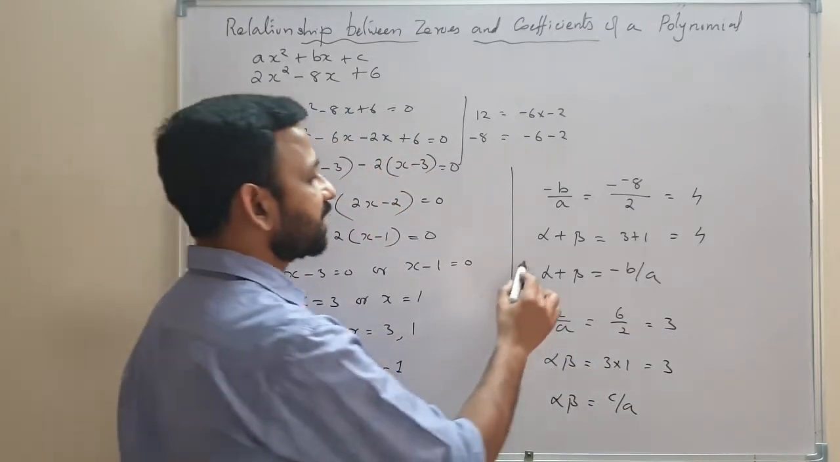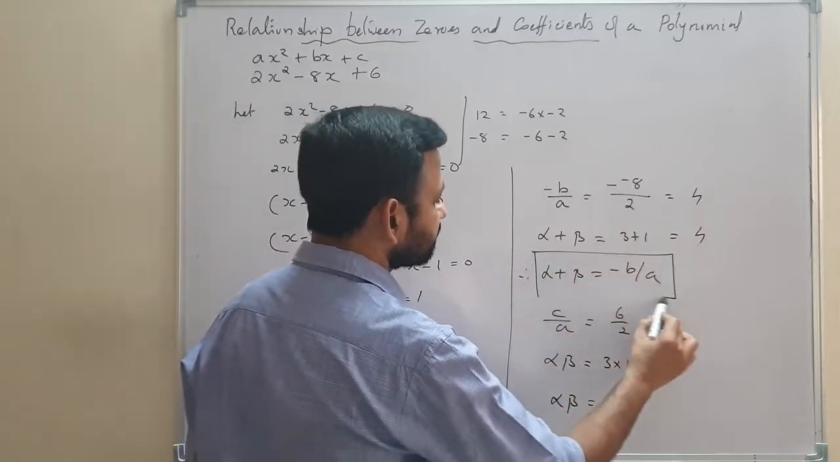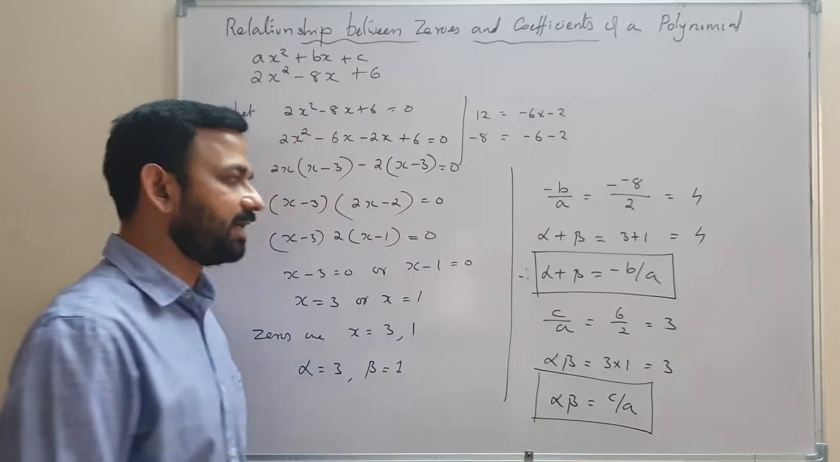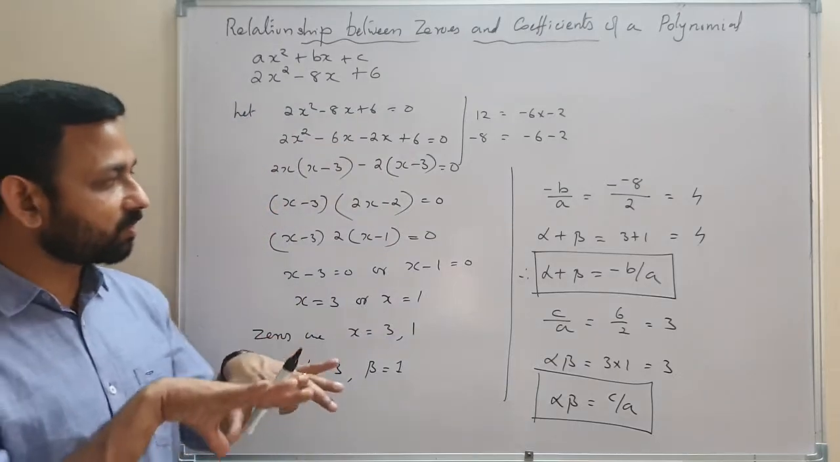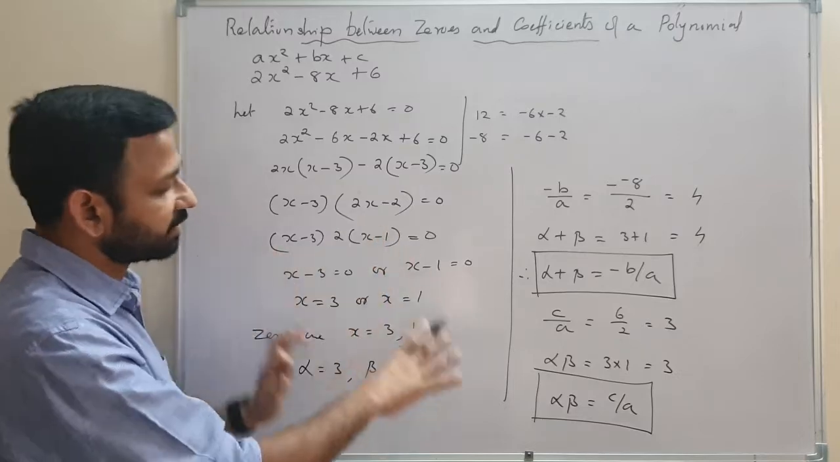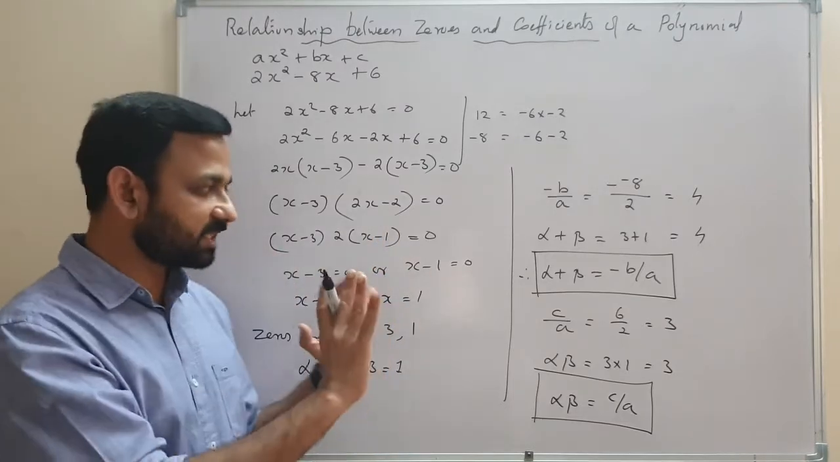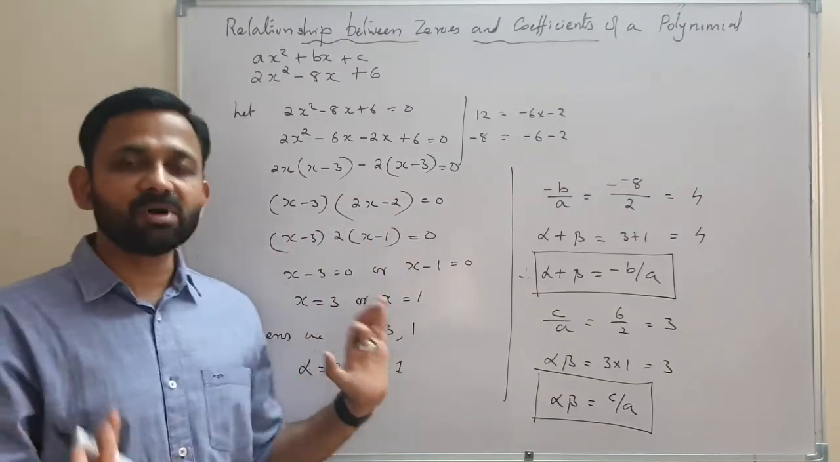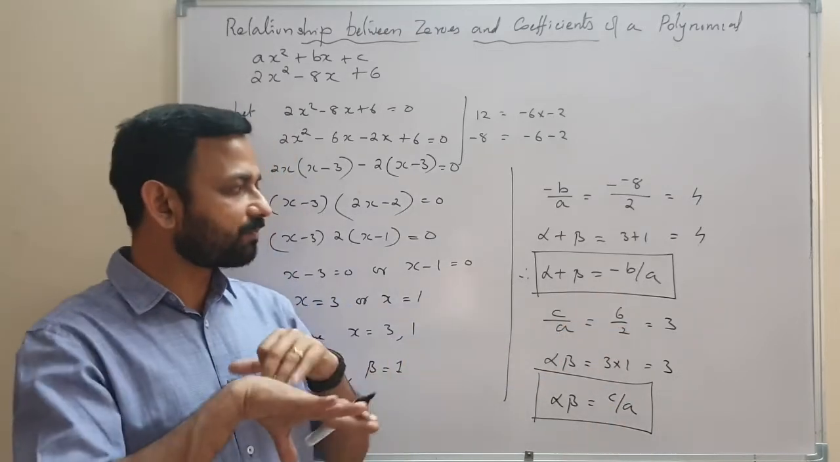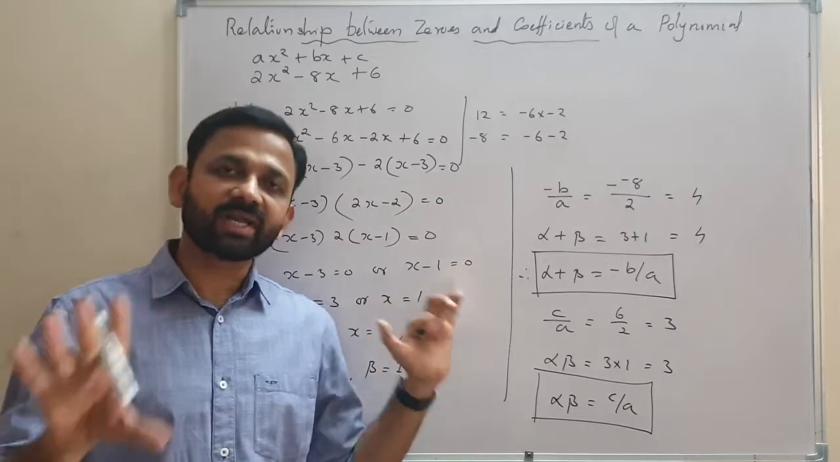So here alpha plus beta equal to minus b by a and alpha beta equal to c by a. This result will be true for all the polynomials. We cannot generalize from one particular example, but actually this is a theorem and its proof is not important, but we need to learn that result. It will be true for all the quadratic polynomials.